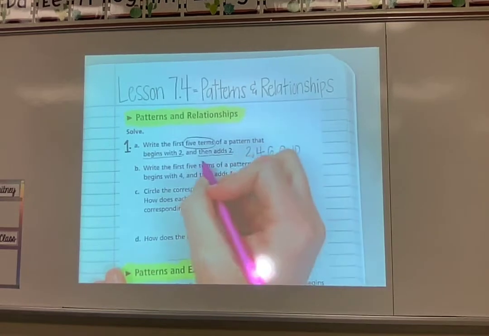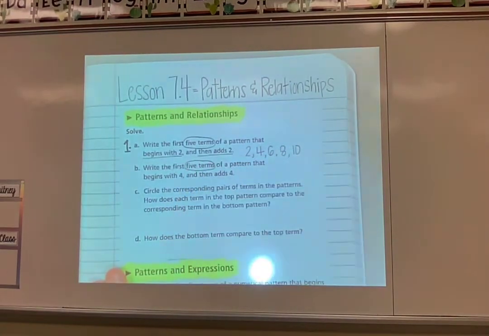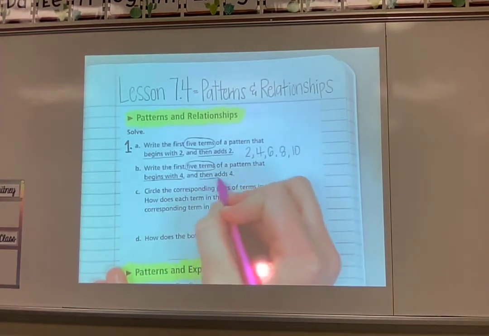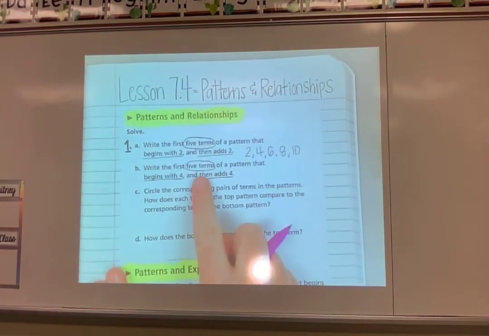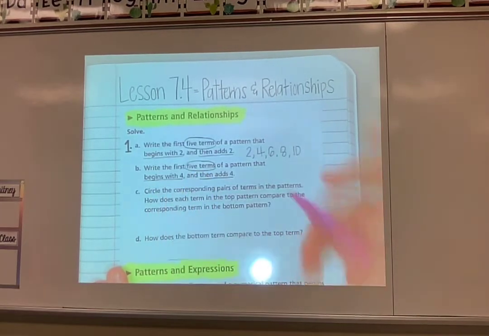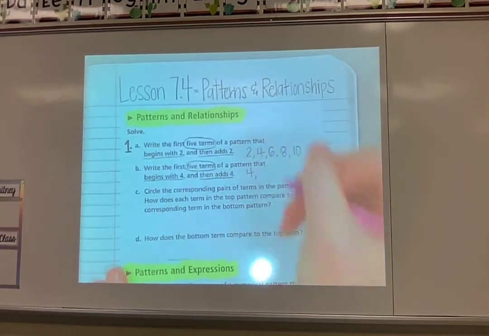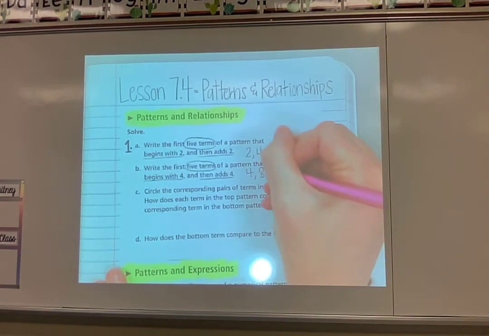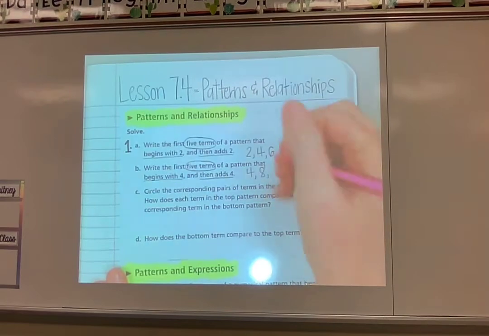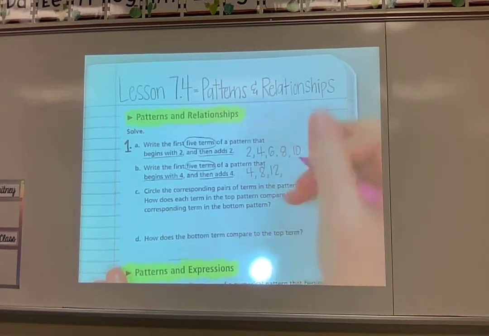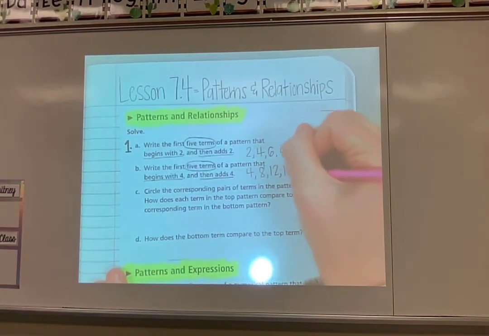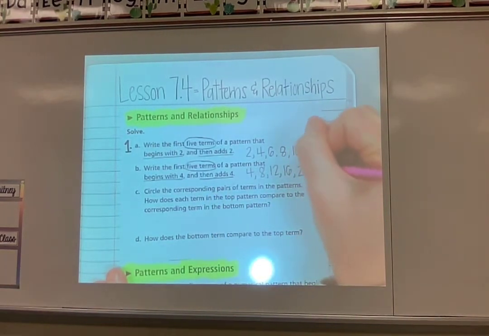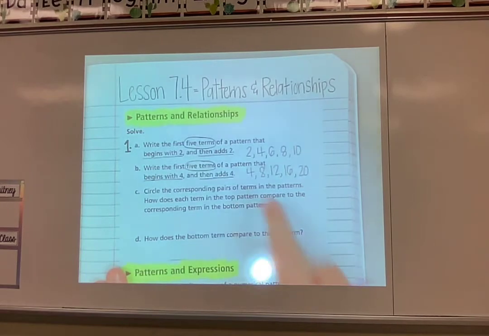Write the first 5 terms of a pattern that begins with 4 and then adds 4. So again, we need 5 terms in our pattern. This time we're going to begin with 4. And to get our next term, we're going to add 4 each time. So 4 and then 8. Then I would add 4 again to get my next term, which would be a 12. Add 4 again to get 16. And add 4 again to get 20. Now I have 5 terms.